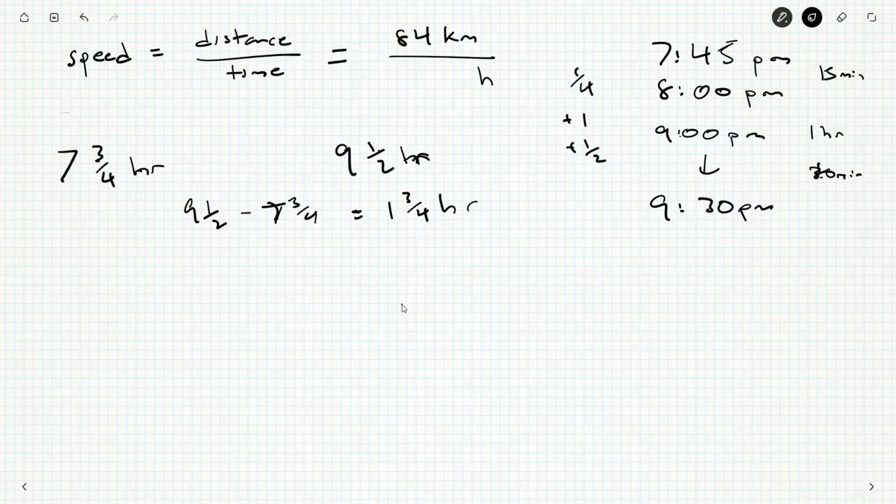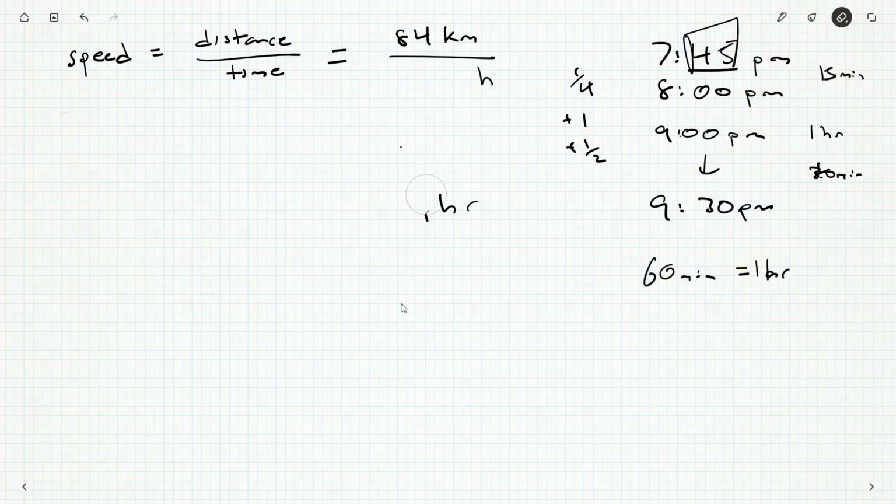Turn these whole things into fractions of hours after some fixed point like noon or midnight, and take the difference there. The only thing to be careful about is 45 is not 45 out of 100. It's not 45% of the hour. It is 3/4 because there are 60 minutes in 1 hour. But either way, we can get 1 3/4 hours for how long it took Jim to go 84 kilometers.